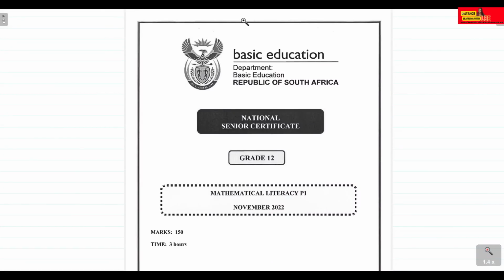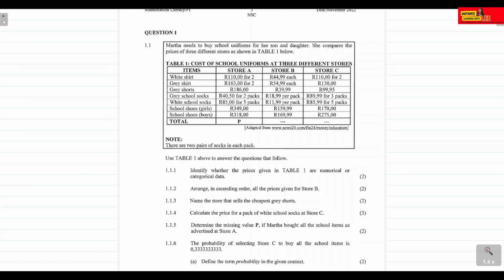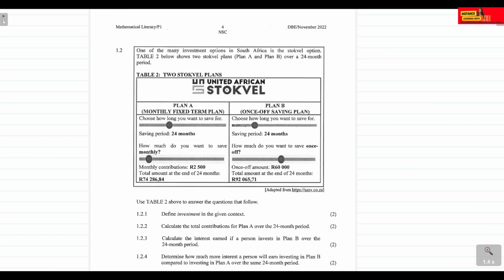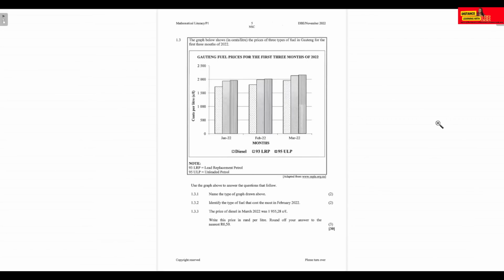So what you guys should expect to see from this paper is just questions that deal with you having to interpret information that is given to you. In question 1.1, we are going to be interpreting this table that is given to us and using it to answer the questions that are given. In question 1.2, this is a finance question, where we are going to be calculating interest earned, looking at the two plans that are given to us. And question 1.3 is just us interpreting data that is given to us here.